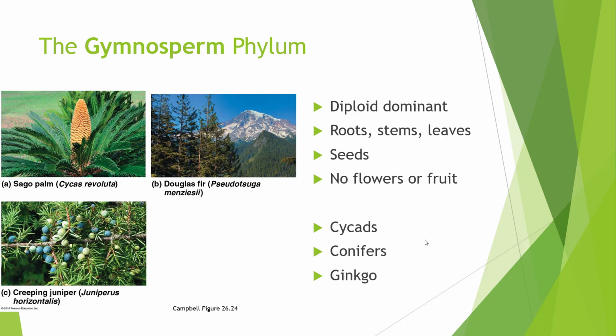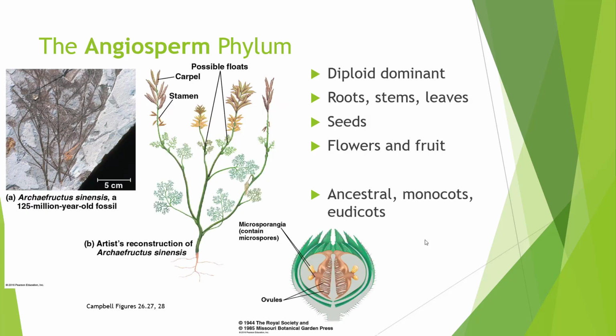The gymnosperm phylum. These are diploid dominant, just like ferns. They have true roots, true stems, true leaves. In fact, those stems can get huge. The tallest plants are gymnosperms. They have seeds, and you can eat these. These little pine nuts are pine seeds. Gymnosperms do not make flowers. They do not make fruits. This includes the cycads, the conifers, and ginkgo plants. Ginkgos, although they have those fleshier leaves, those are actually gymnosperms just as much as your Douglas fir.